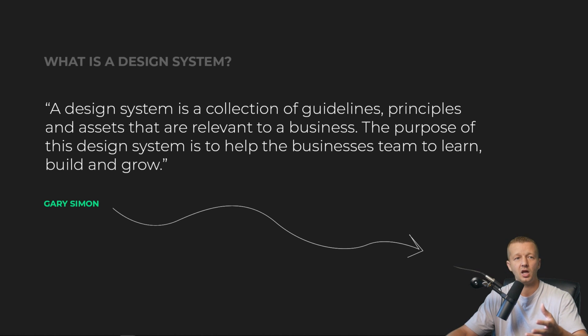Now that we have a few definitions down, and we also looked at several examples, we should have a more concrete understanding of what a design system is. If I had to give a single concrete definition, it would be this: a design system is a collection of guidelines, principles, and assets that are relevant to a business. The purpose of this design system is to help the business's team to learn, build, and grow. That's what I would give. The last part of that definition I took from CSS-Tricks.com.